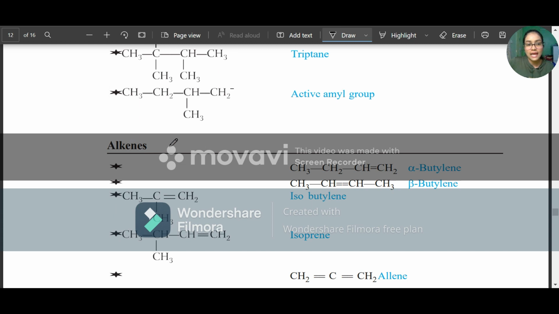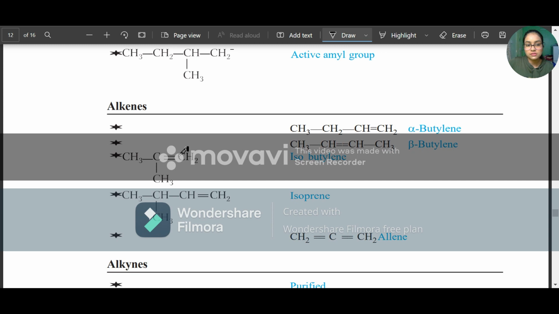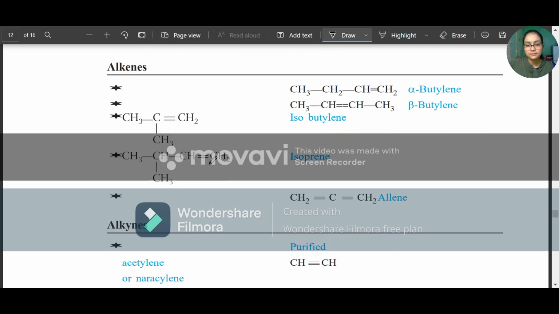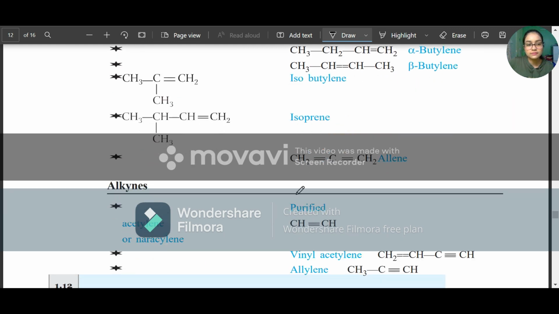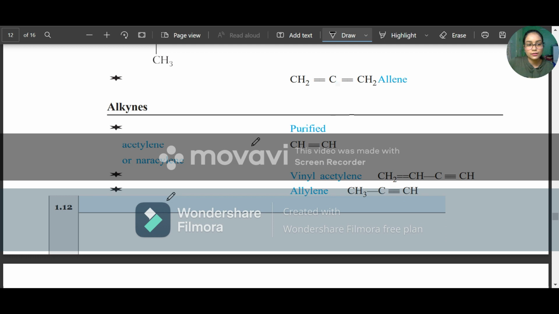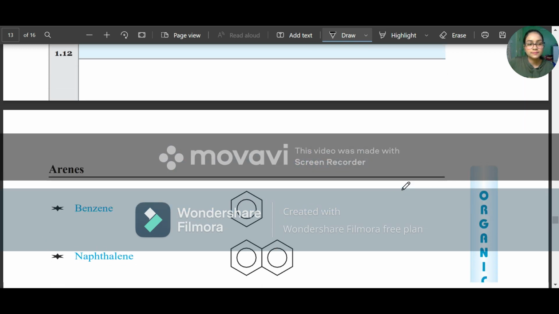Now come common alkenes. This is alpha butylene and beta butylene, alpha because the first carbon is involved, beta because the second carbon is. This is isobutylene because the second carbon has a methyl group, and butylene means a double bond. This is isoprene. This is allene. Now some alkynes. This is acetylene. This is vinyl acetylene. This is allylene.